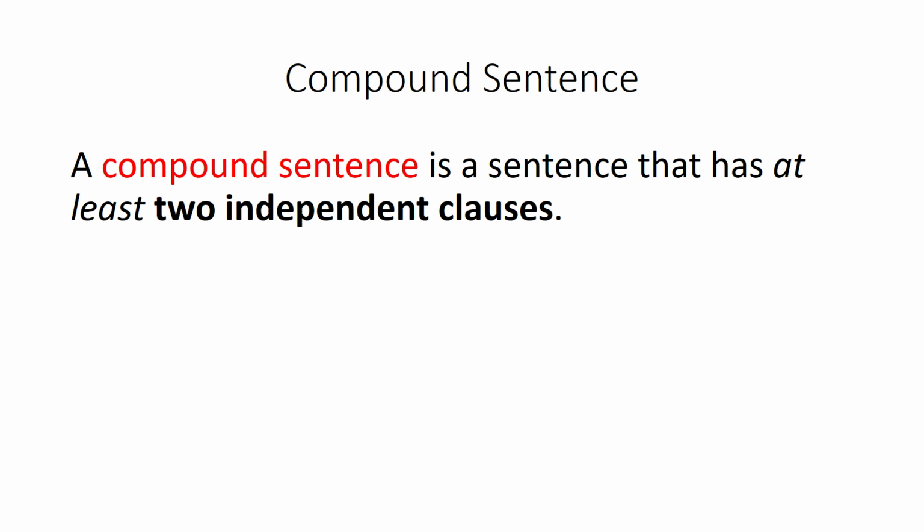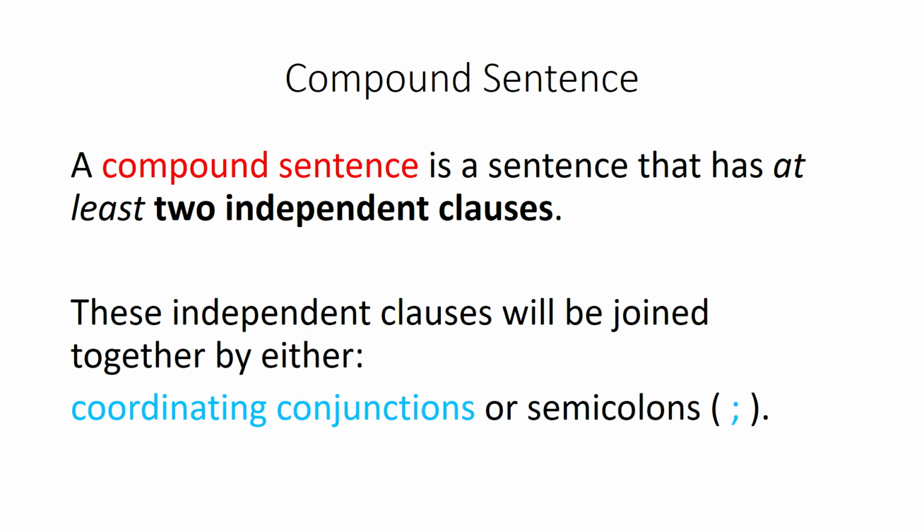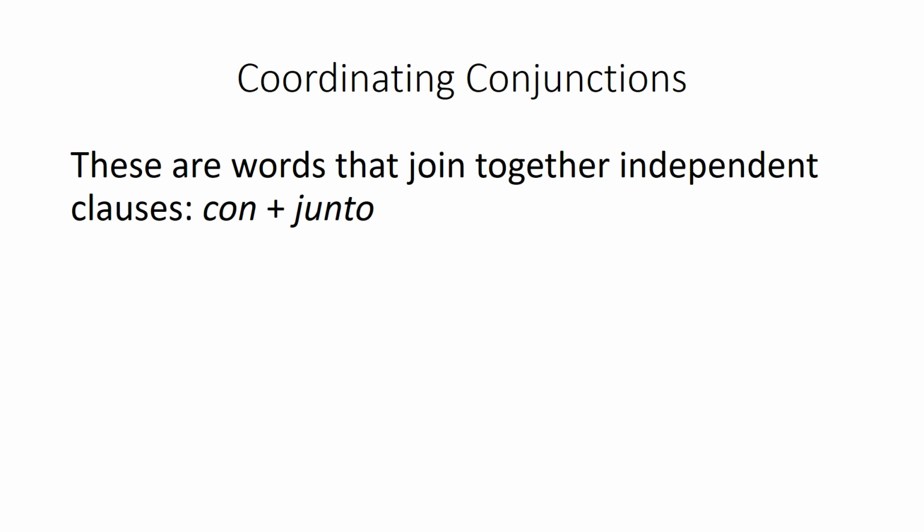So at least two. These independent clauses will be joined together by either coordinating conjunctions or a semicolon. What's a coordinating conjunction? Well, these are words that join together independent clauses. The word conjunction comes from two Latin words, con and junto. If you speak Spanish, you recognize these words because con means together and junto means to join. So conjunto means to join together. So conjunction means to join together. So conjunctions are words that join independent clauses together.